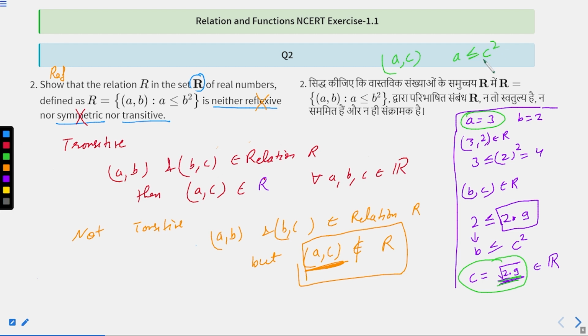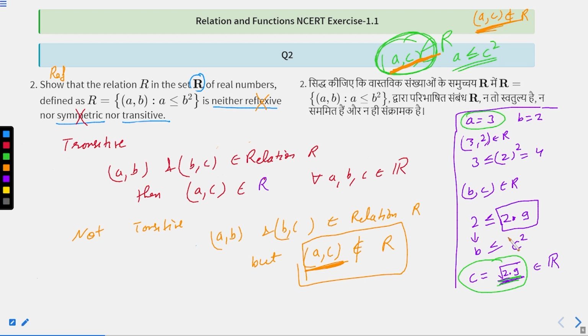A is less than or equal to C. I am comparing this pair. If this belongs to R, then I might say that it is transitive. If this happens, there might be some chance that it is transitive. If I show that (A, C) does not belong to R, then it is definitely not transitive. Let's try to show this.